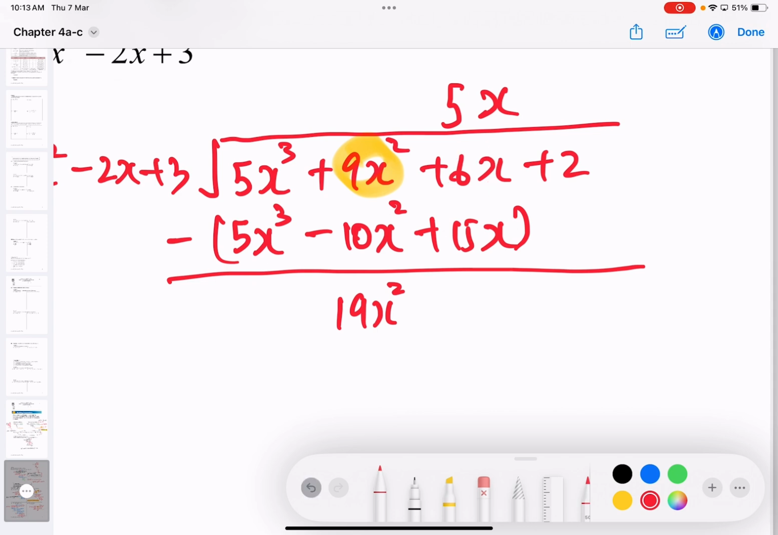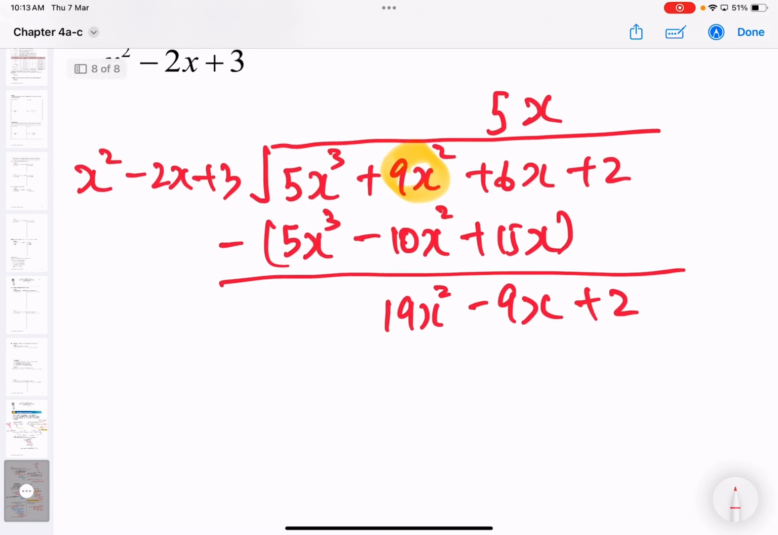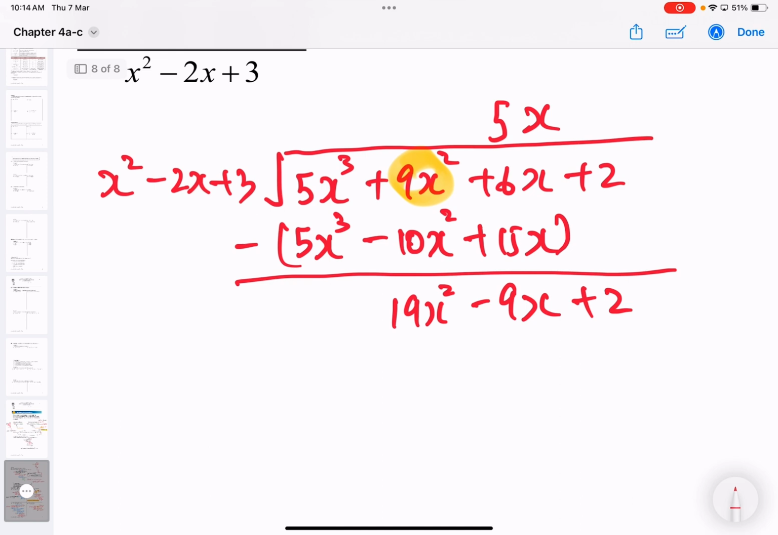Alright, next one. 6 minus 15. You have a small number minus a big number, so you're obviously going to get a negative number. 6 minus 15 is negative 9x. I just bring down the plus 2 over there. Okay? Next thing, just one more step to go.